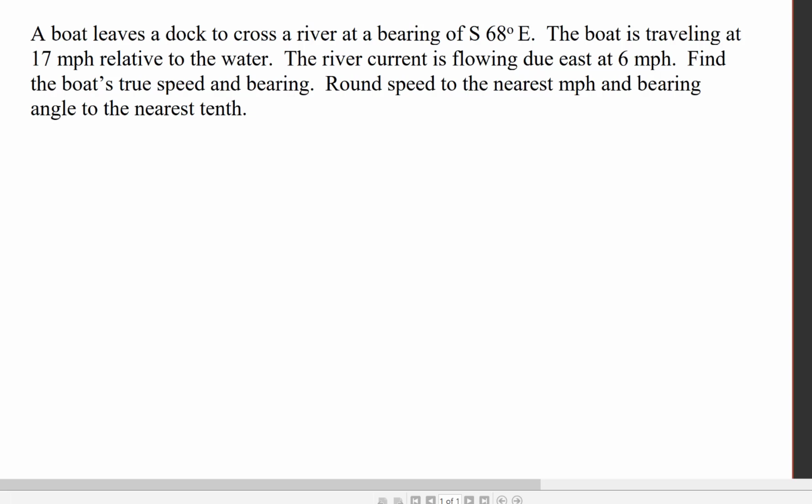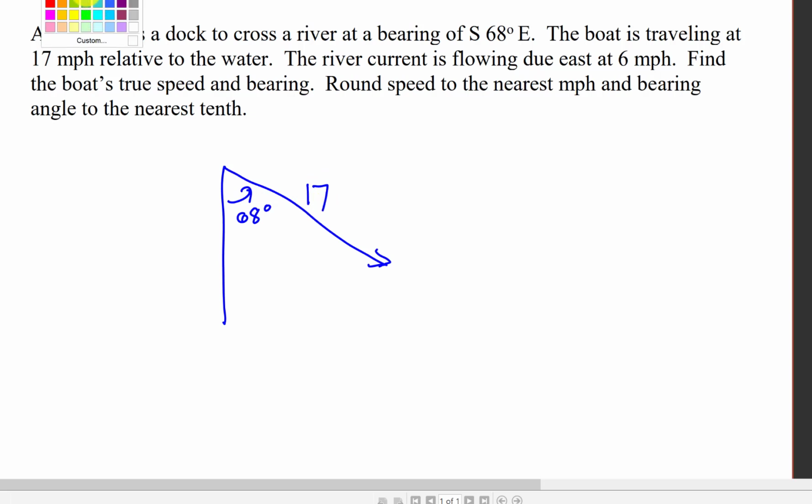Okay, so first of all, let's draw the boat. Off from south, we need to measure 68 degrees to the east. So this angle will be 68 degrees, and there's the vector representing the boat. It's traveling at 17 miles per hour relative to the water, so that's going to be the magnitude of that vector. Then there is the river's current, and that's flowing due east at 6 miles per hour.